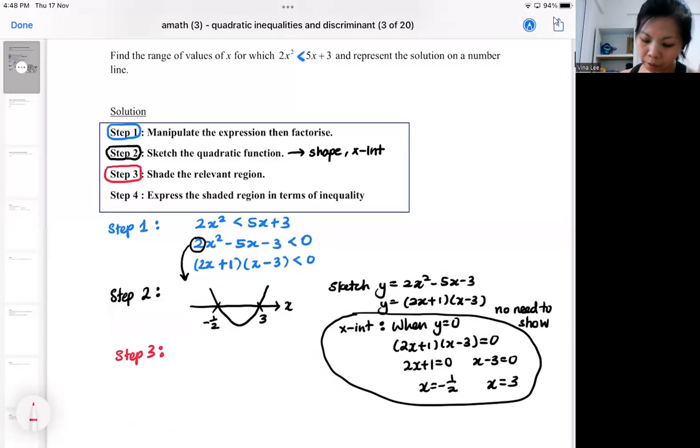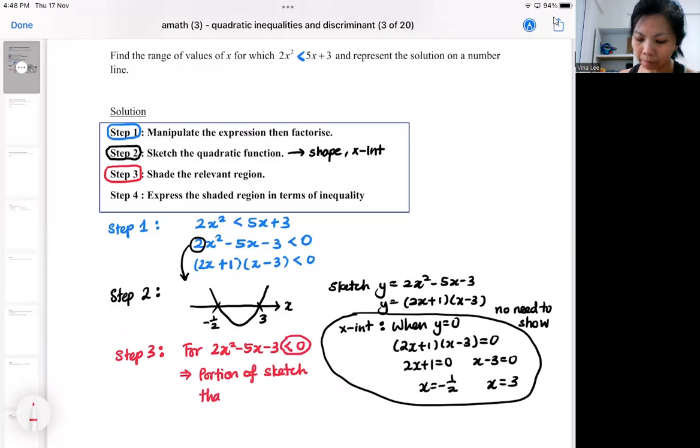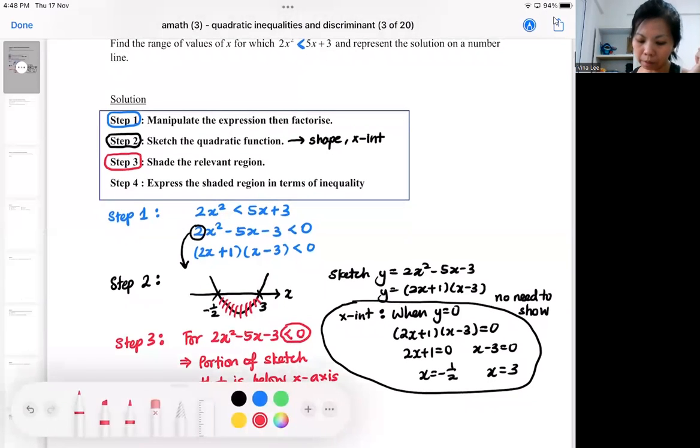So you look at the quadratic function. For this quadratic function, what does that mean by this function? It means that we are interested in the portion of the graph, the portion of the sketch, that is below the x-axis. So I'm interested in the portion that is below the x-axis. So this will be the shading that I'm doing. And this shading is the one that gives you the answer.